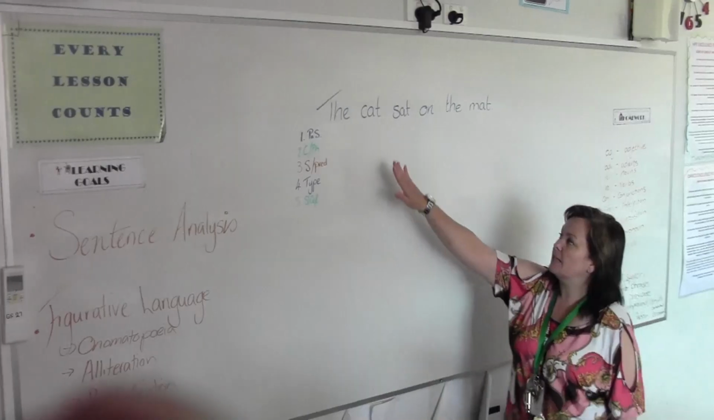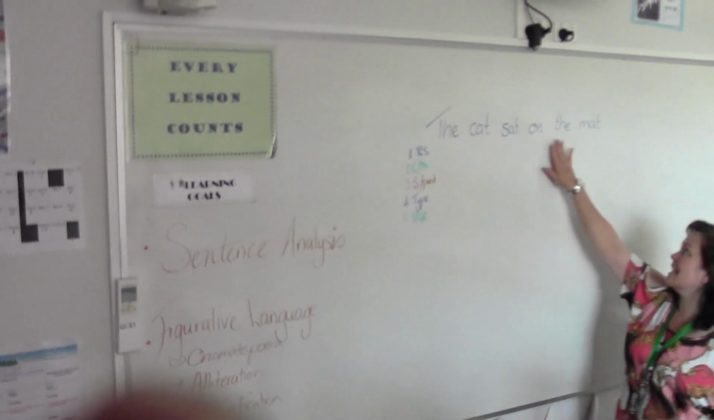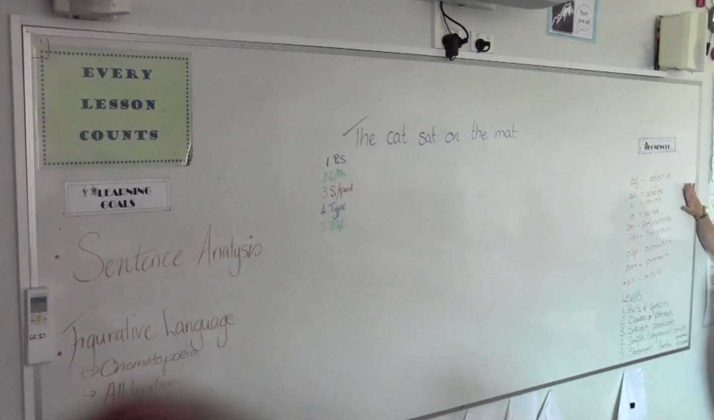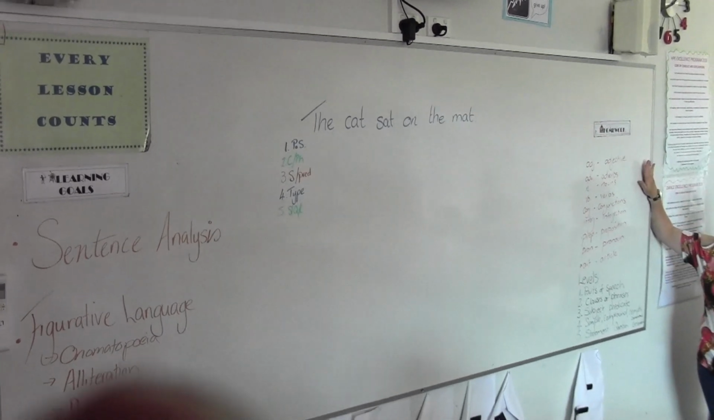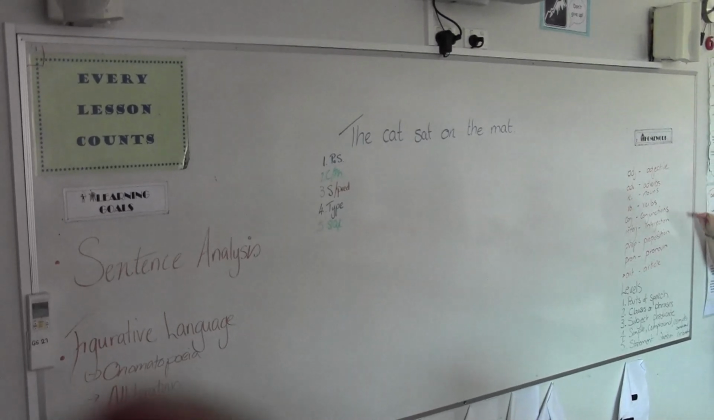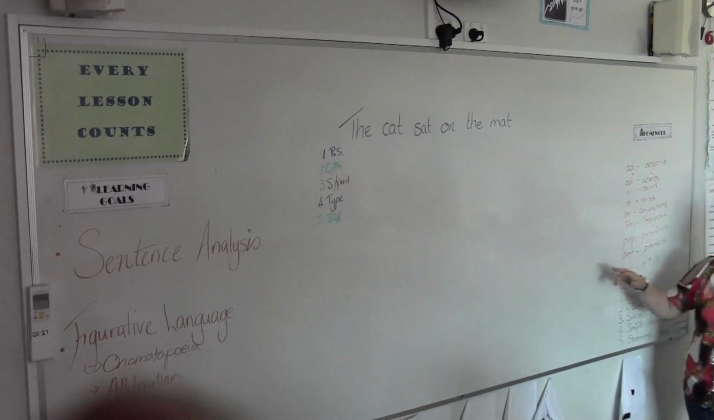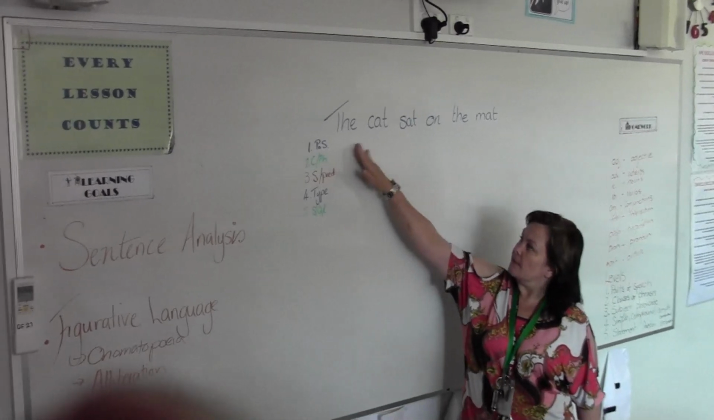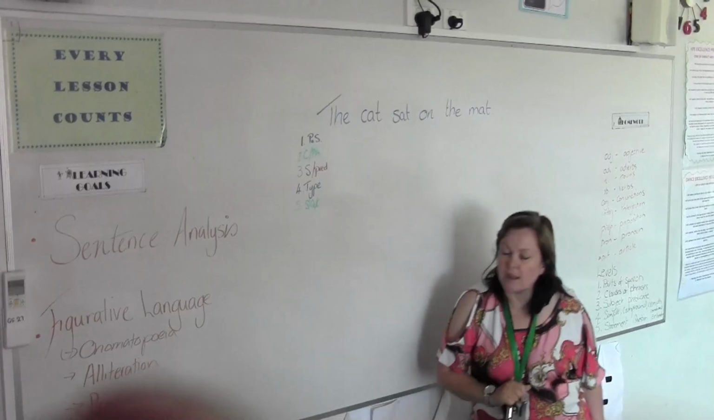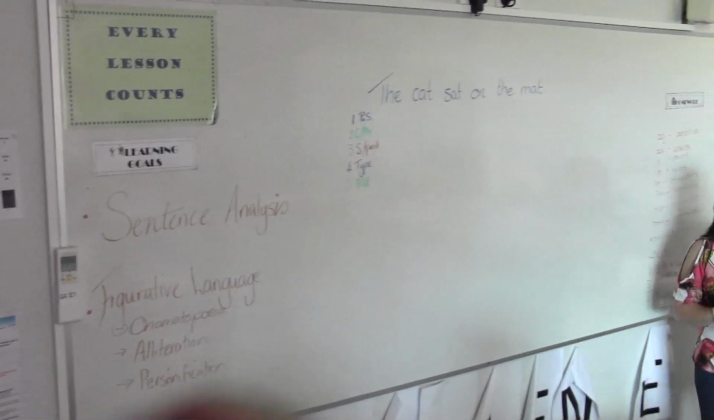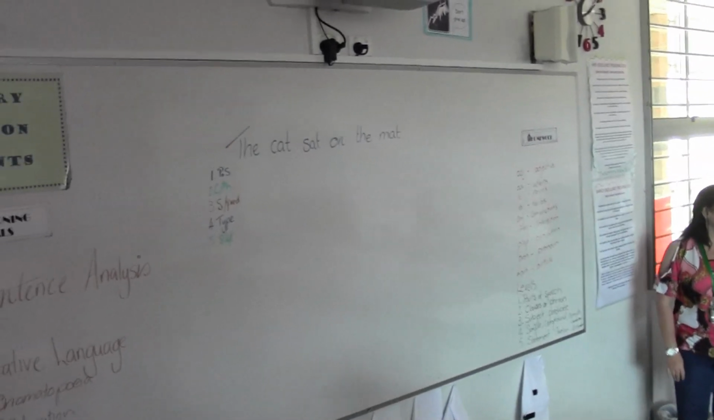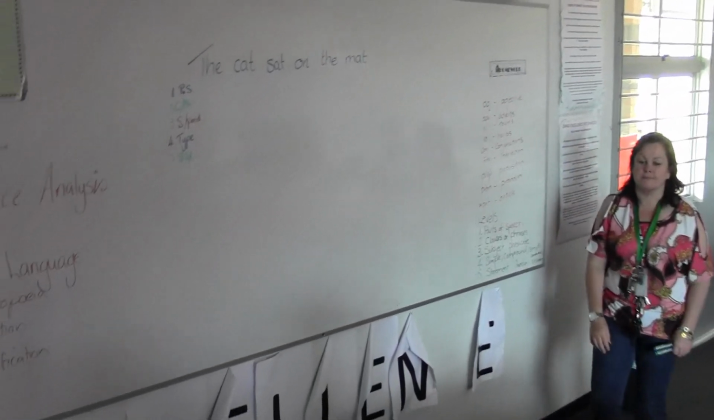All right, can you please write in your books, the cat sat on the mat, and then with your abbreviations with regards to the parts of speech, I want you to first off do the parts of speech underneath. So level 1 of our sentence analysis is the parts of speech. So the cat sat on the mat. If you can do that now, that would be great.